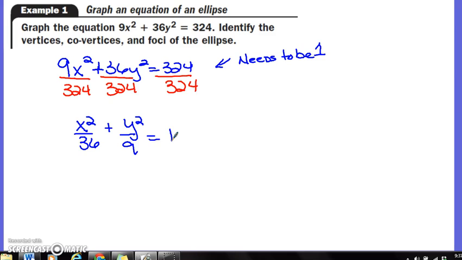And the bigger number on the bottom is always going to be the major axis. So when the bigger number is under x, the major axis is the x-axis. When the bigger number is under y, the major axis is the y-axis. So it's not that hard to graph.